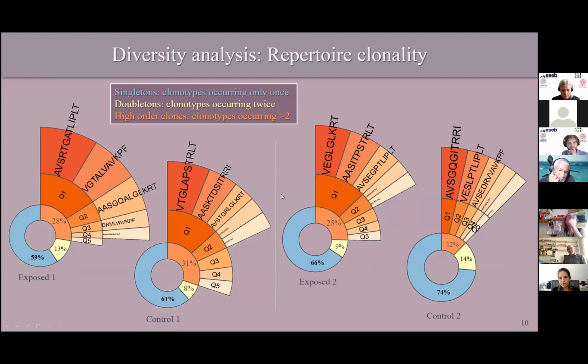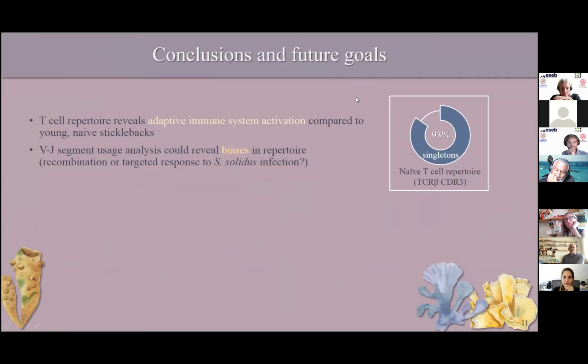And also, if we look at the second family right here, we can see that the high order clones, which are clonotypes that are occurring more than 2 times, 3 and up, take up a bigger part of the repertoire compared to the control group. So with this, I would like to get to the conclusions. We can see that the T-cell repertoire of these individuals reveals an adaptive immune system activation, especially when we compare this to some previous results we've gotten in the lab when we sequenced young naive sticklebacks, and we found that up to 93% of the repertoire are singletons.